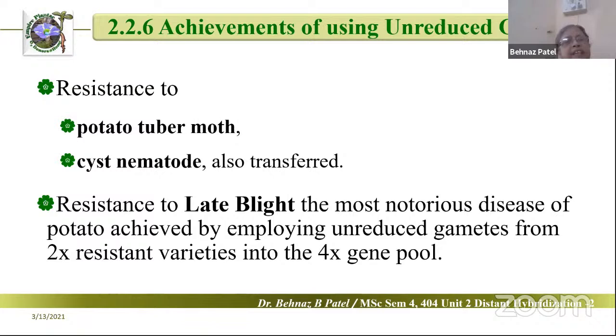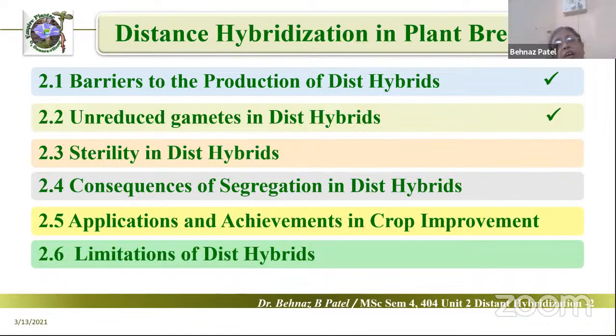Late blight of potato, again, is another notorious disease, which I told you, and how phytophthora and how it was overcome in Ireland in a similar manner through distant hybridization. We will think about it at the end for the fun of it. And now it has been improved upon further, and we have got resistant varieties in the tetraploid gene pool. Now, let us think about the consequences of segregation.